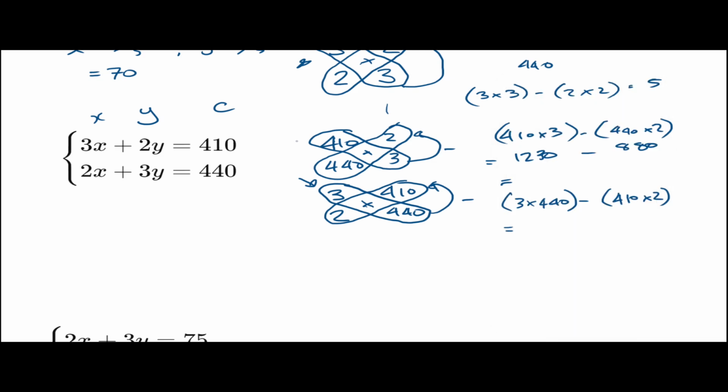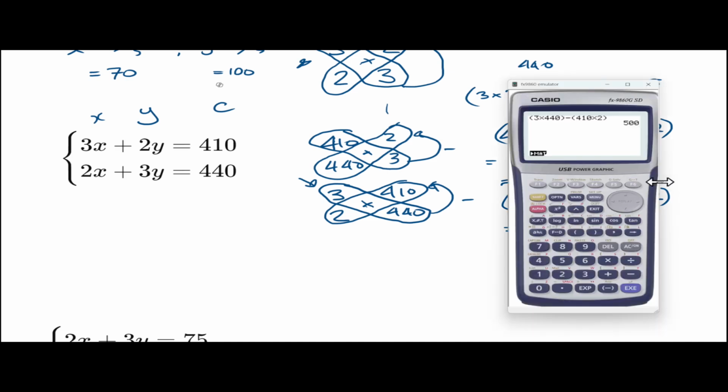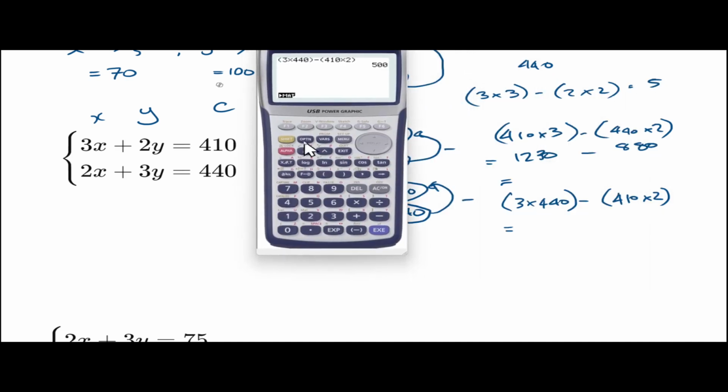So y is 500 divided by 5. You shouldn't really need a calculator for that. It's 100. So x is 70, y is 100. And let's test it out.